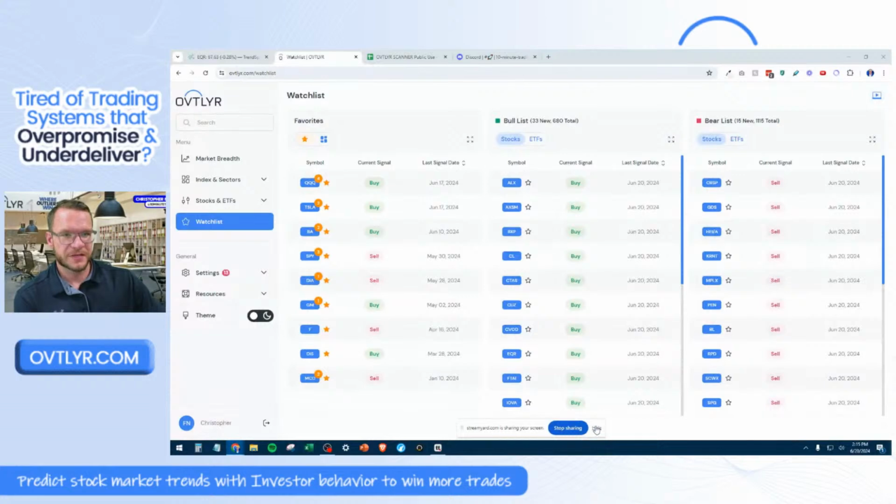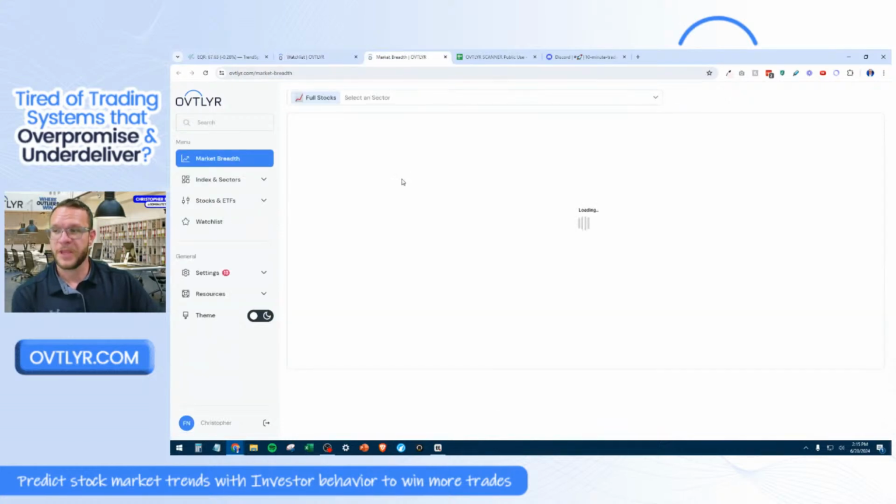So first, big update to the platform today. Just logging straight into the platform, going to the watch list here. You're going to notice a new tab called Market Breadth. So let's pull that open. This I'm so stoked about.